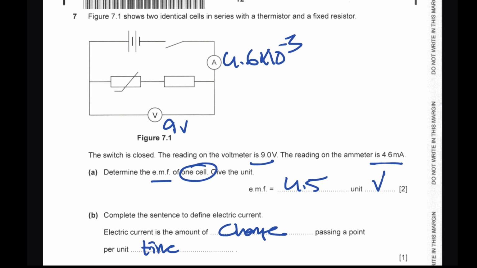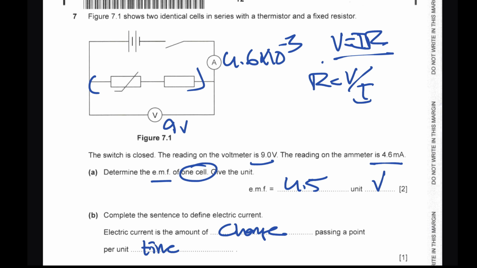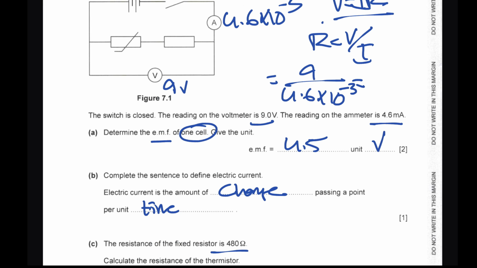So we can find out the total resistance of both of them together, because V is equal to IR. You'll always end up using V is equal to IR. So R is equal to V by I. So R is going to be 9 divided by our current, 4.6 times 10 to the power minus 3. What is our total resistance? We'll get 1956.5.